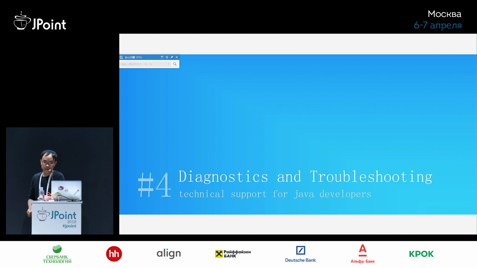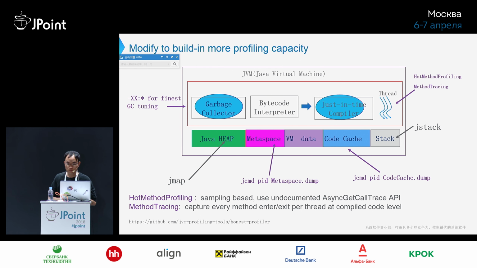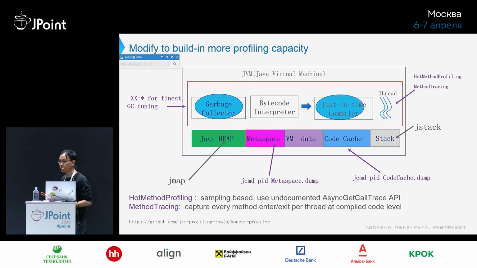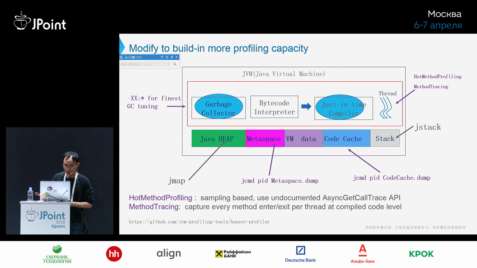Okay, let's go to the next, the last part. Let's talk about the internal tools we have built. You can just look at this picture. Inside the JVM, we have the garbage collector, the bytecode interpreter, and the compiler, and at runtime, we have threads. From a memory perspective, we have the Java heap, metaspace, and VM data, which is used by the VM internally. We also have the code cache for JIT, and the stack array for threads.